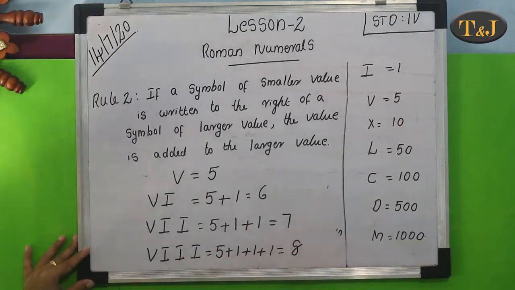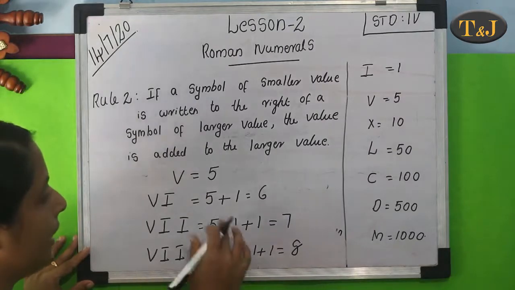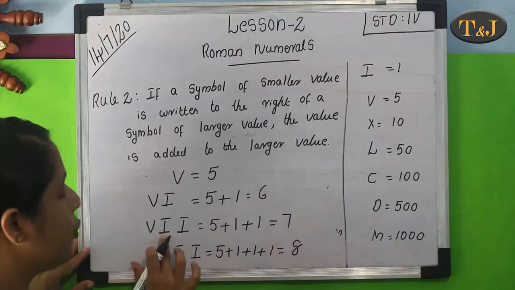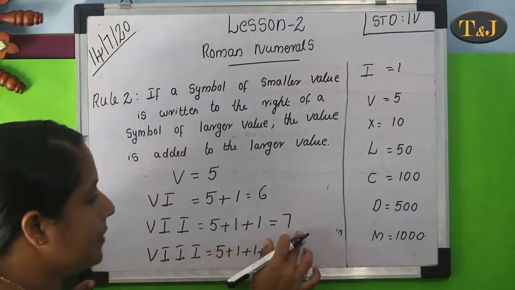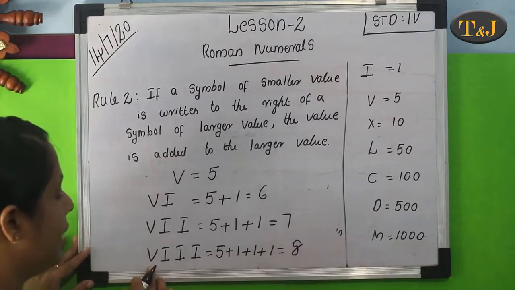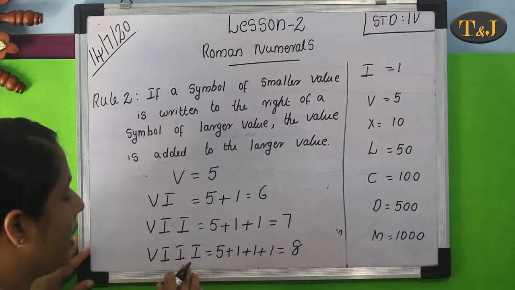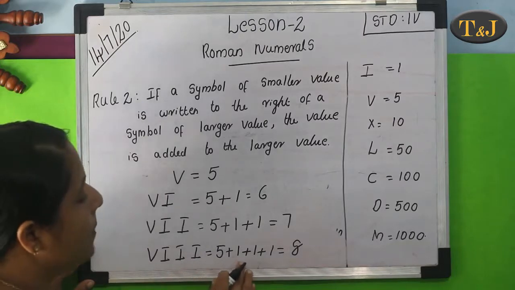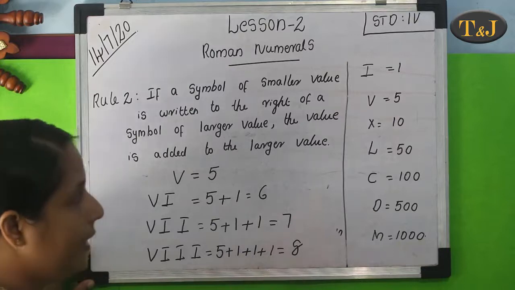Okay, V equals 5. Then adding I to this number, that is 5 plus 1 equals 6. Then adding 2 I's, that is 5 plus 1 plus 1, then we get the answer 7. Then adding 3 I's to V, that is VIII. That is 5 plus 1 plus 1 plus 1, that is 5 plus 3 equals 8.